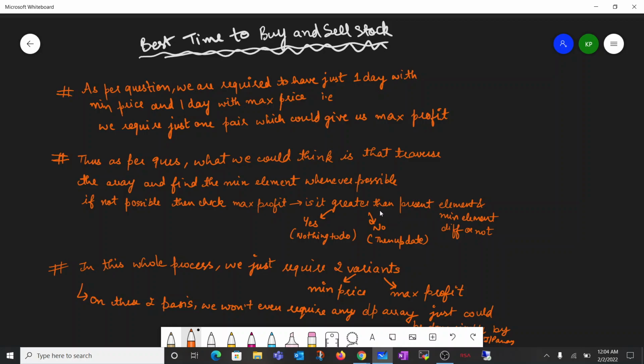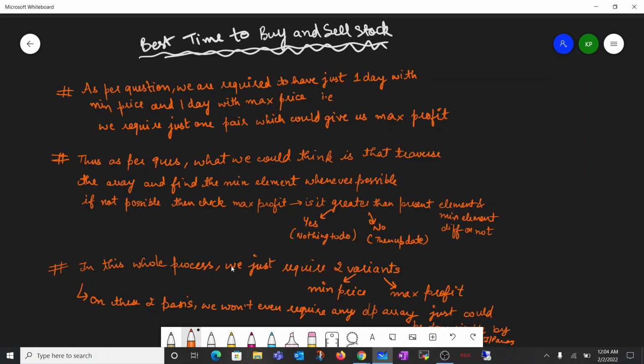We'll check whether the maximum profit is greater than the difference between the present element and the minimum element which we have from the past. If the maximum profit is still greater than that difference, then we don't need to update it. But if it is not, then we'll update the maximum profit as per the difference of the present element and the minimum element which was stored earlier. So this is the main crux of this particular question which we are required to implement.